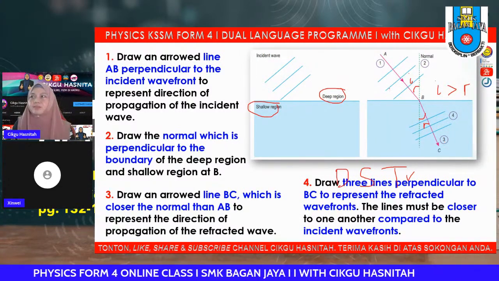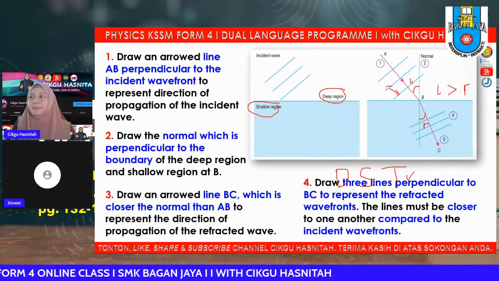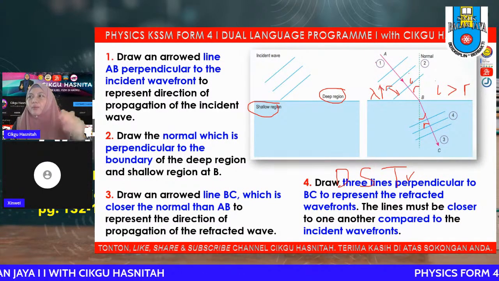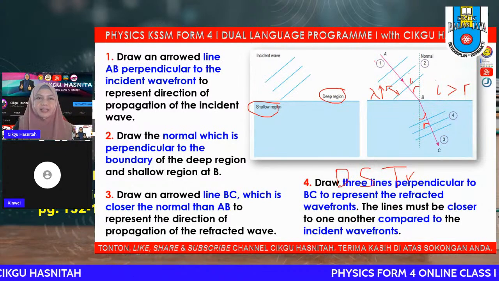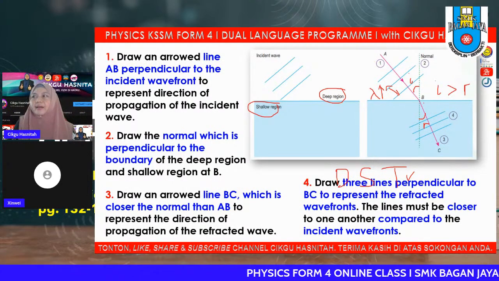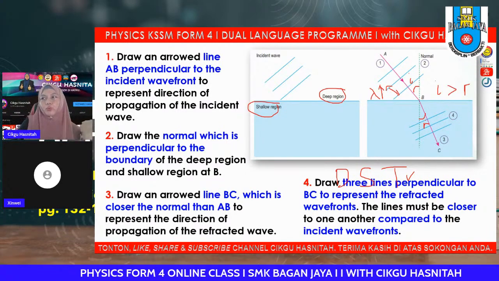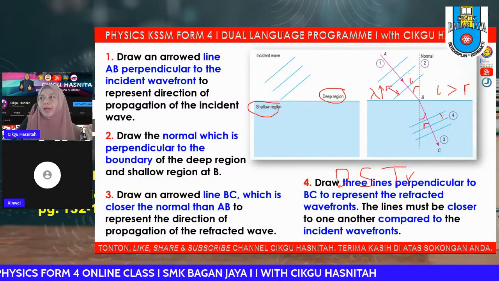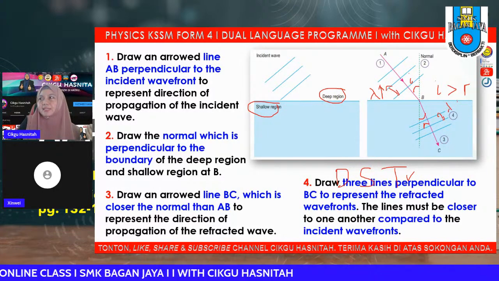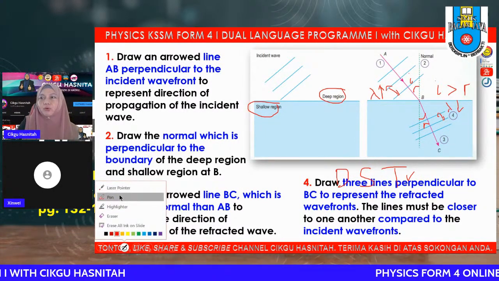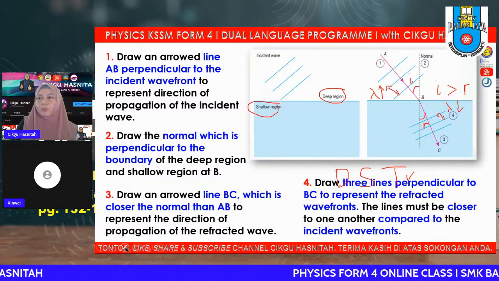Okay, so ini you boleh tengok. In the deep region, wavelength longer. Means wave travelling at a higher velocity. Entering a shallow region, the speed decreases. So they move towards normal and the wavelength also decreases. So I hope you're clear with that. The 4th step, how to draw refracted wave.